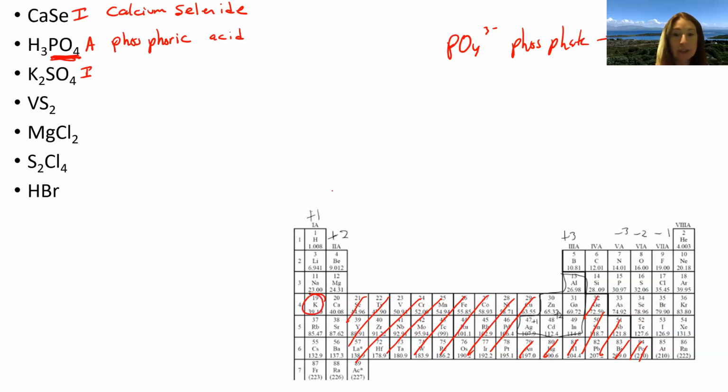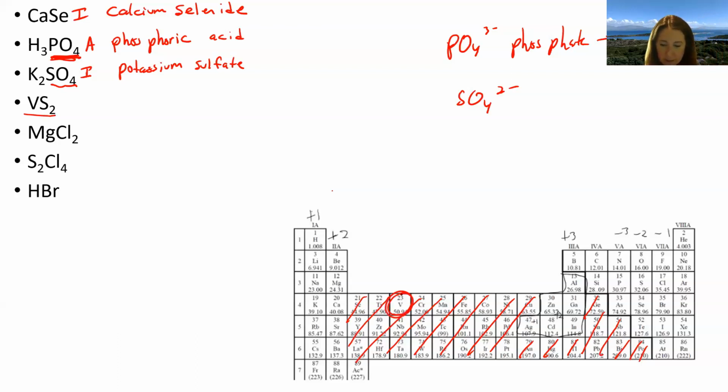K, metal, ionic, no dis and tris. More than one atom, polyatomic ion. So this is potassium, and this is SO4. I know that's sulfate. In my brain, I memorize sulfate, SO4 2 minus, you have to memorize those -ates. So this is sulfate. Again, potassium, not a transition metal. I don't need to do anything else. I just name it. All right, VS2, what a weird one.